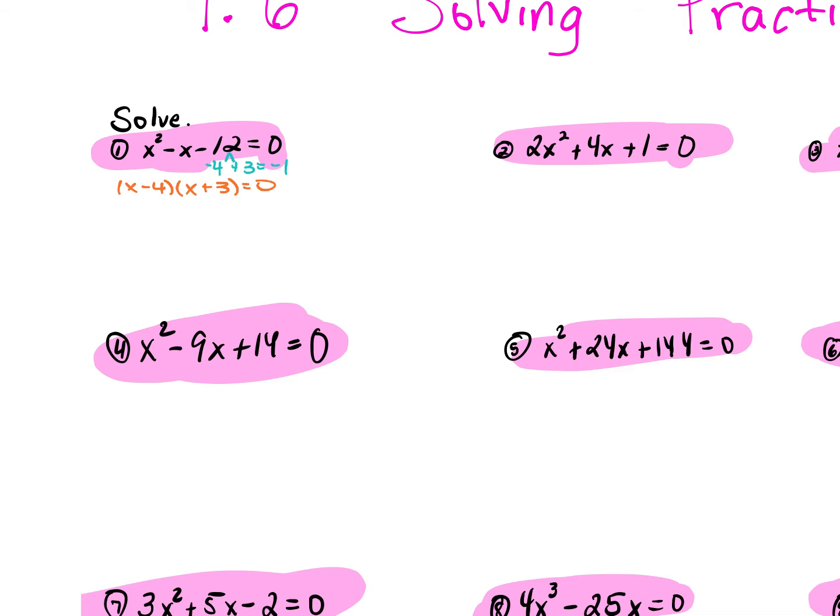Set each part equal to 0. So that's x minus 4 is equal to 0. X plus 3 is equal to 0. Solve for x for both of these. For the x minus 4 is equal to 0, what do you do? Add the 4 to each side to get x is equal to 4. For the x plus 3 is equal to 0, we move the 3 over by subtracting. So that's x is also equal to negative 3.